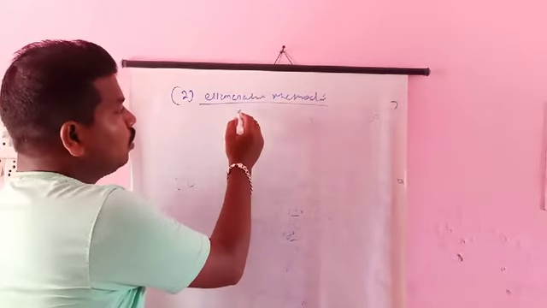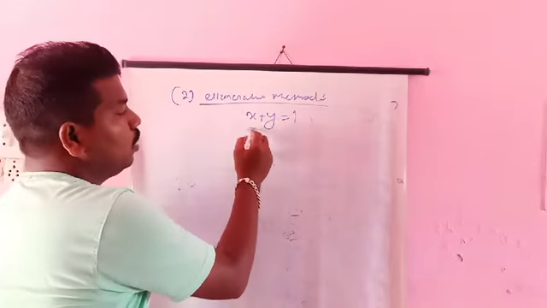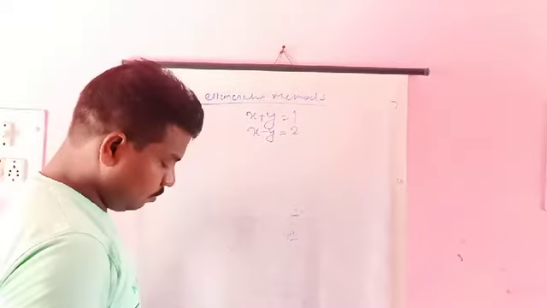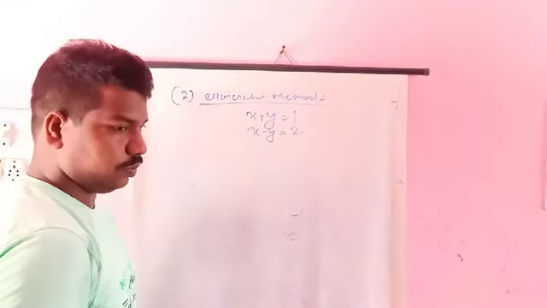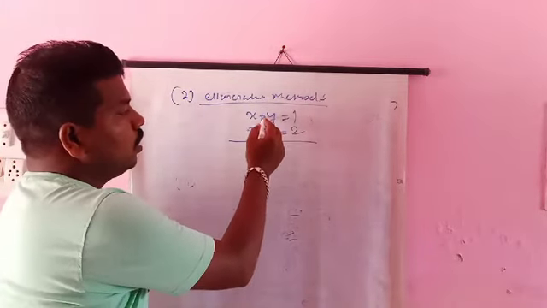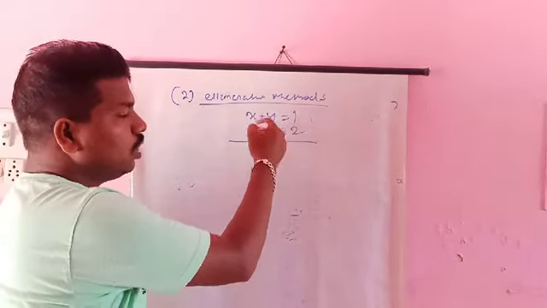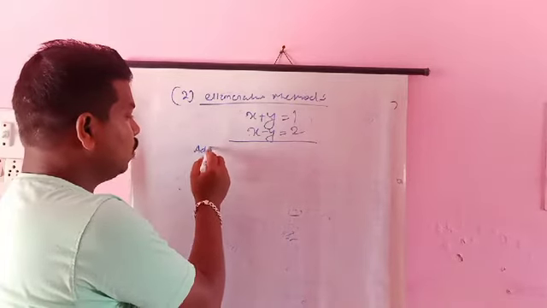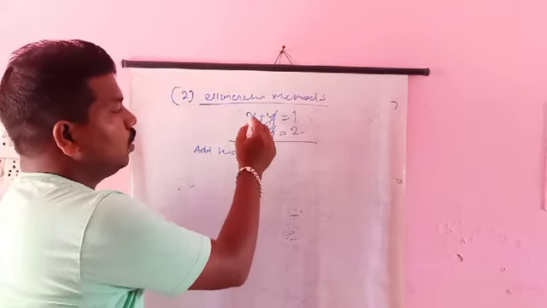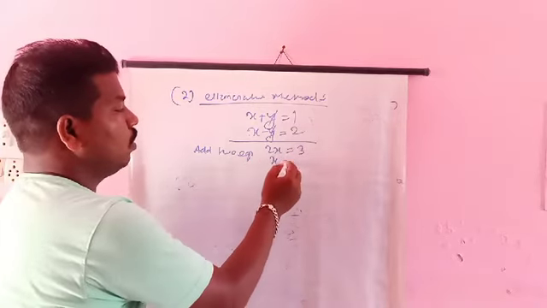So for the elimination method, we take an example: x plus y equal to 1. Another equation is x minus y equal to 2. So how to eliminate and find the value of x and y? Clearly, here x has a positive sign, here y has a positive sign and here y has a negative sign, so if we add the two equations, y cancels. x plus x equal to 2x, 2 plus 1 equal to 3, that means x equal to 3 by 2.